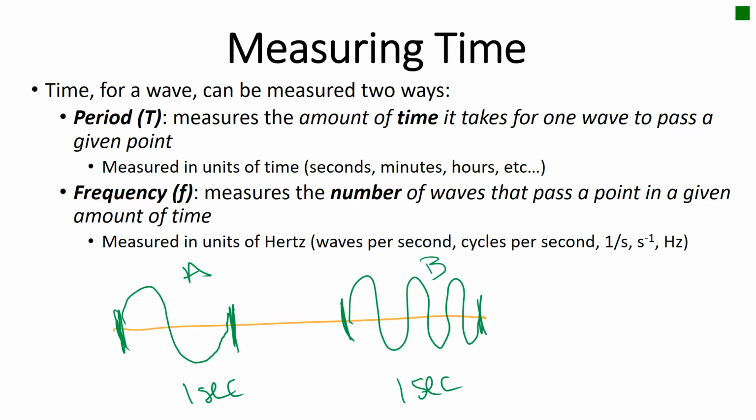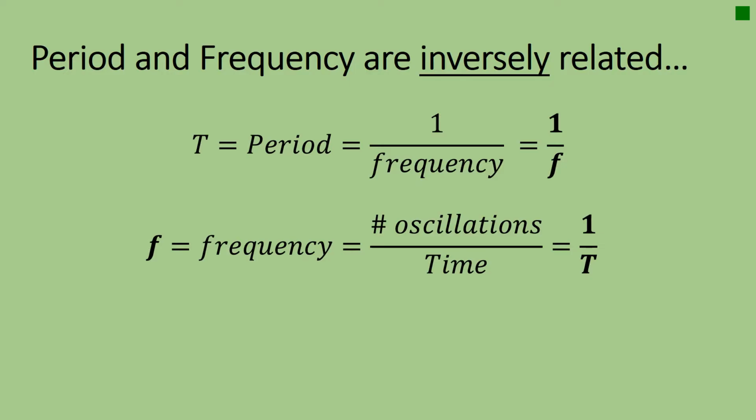All right, so number of waves. For A, I would say I saw 1 wave for a second, or 1 oscillation. And B, I would say I saw 1, 2, 3 waves per second. Okay, so obviously B I have as a higher frequency because I see it more often. All right, so these are the different formulas, and we will be giving you these, but I want you to understand that they are inversely related. So as your period increases, your frequency decreases.